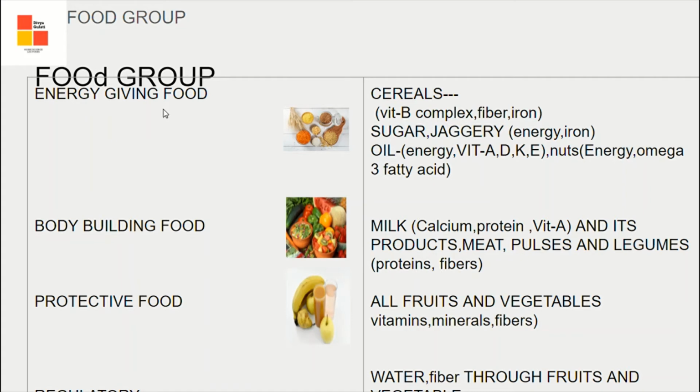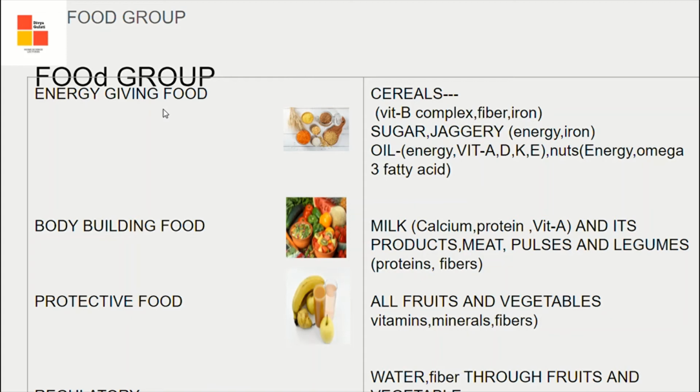Sugar and jaggery are included in energy giving food, which are rich in energy. Jaggery is also rich in iron. Then oil comes under this food group. Oil consumption gives energy and vitamins like A, D, E, K, because oil helps in the absorption of A, D, E, K vitamins. Nuts are included under this group, which help in giving omega-3 fatty acids, which are good for the heart.